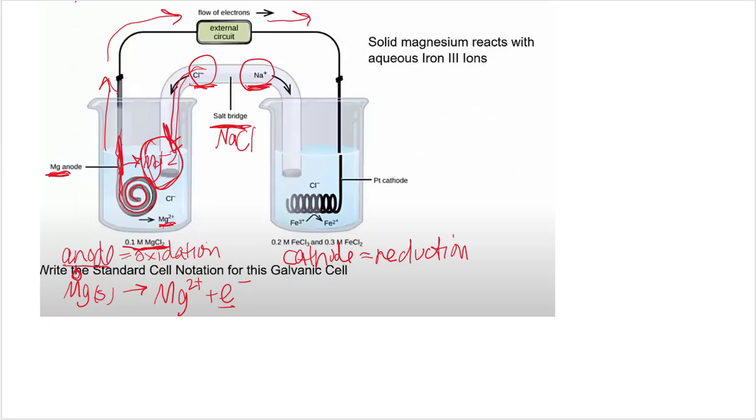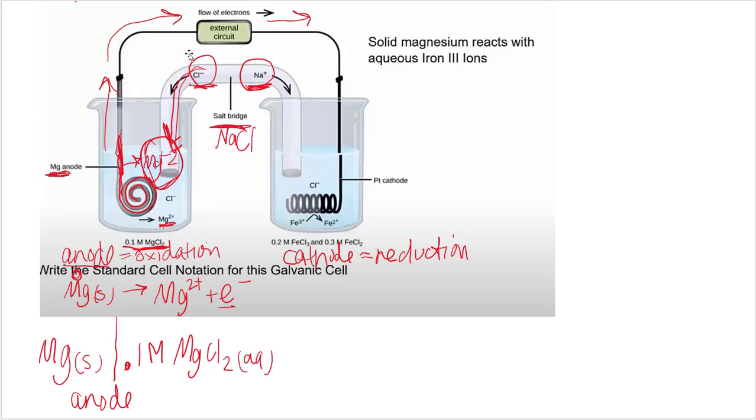So now let's write down our cell notation for the anode. We have our magnesium in solid state, and that interface between the solid state and our 0.1 molar of magnesium chloride. That's aqueous. And then we have our salt bridge. Now we can go over, let's look at the cathode.